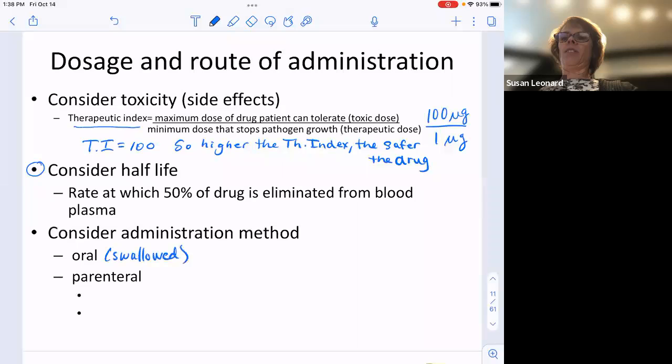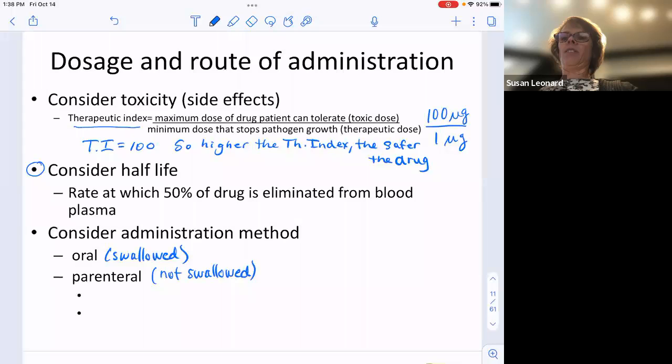Okay, certainly that's the simplest way for people to take drugs at home. Some drugs can't be given orally, and so we have to give them parenterally. That's a word that you're going to see later on as well. That means not swallowed.